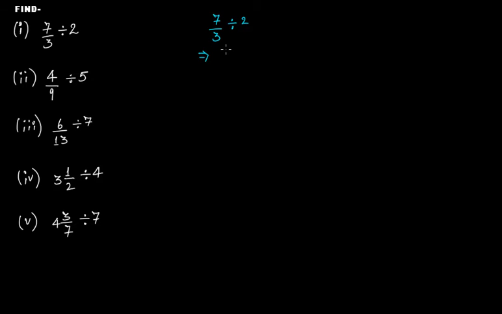This division will be 7 over 3 multiplied by the reciprocal of 2. So this will be 7 times 3. Now what will be the reciprocal of 2? Now we know that 2 can be written as 2 over 1.